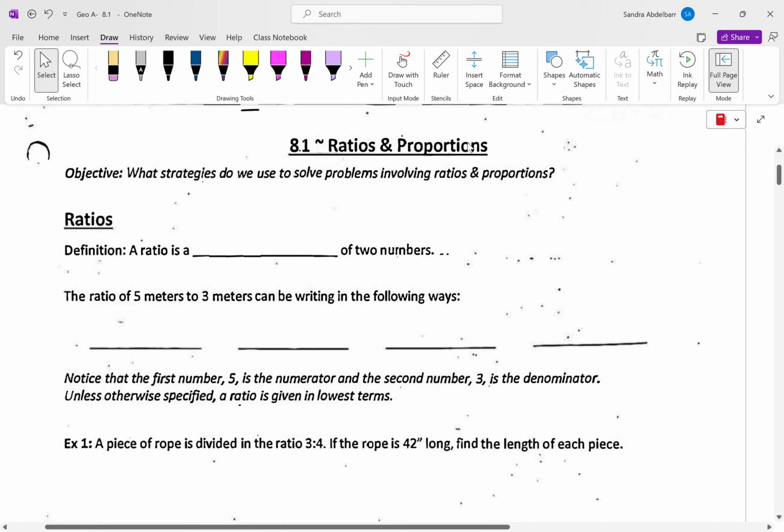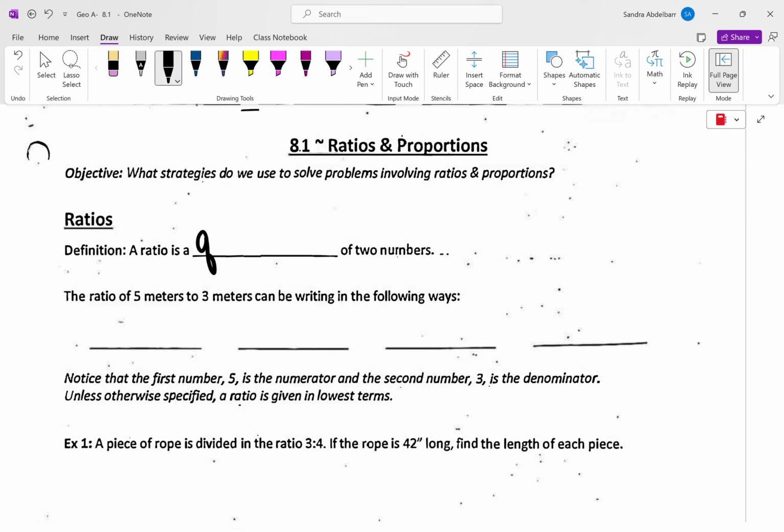Okay, so a ratio is a quotient of two numbers. And let's say we have a ratio. It says the ratio of 5 meters to 3 meters can be written in the following ways. The order of the numbers when you write a ratio absolutely matters.